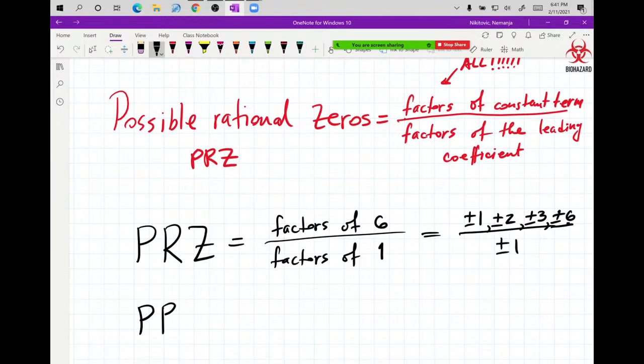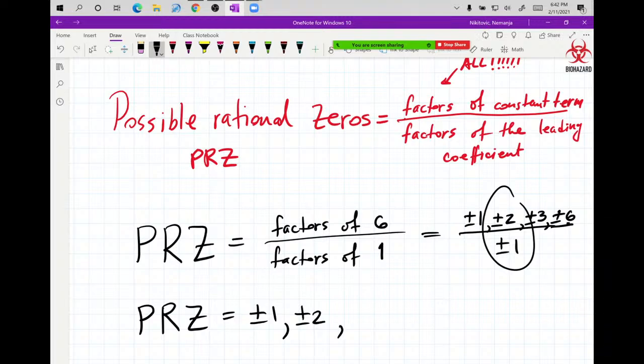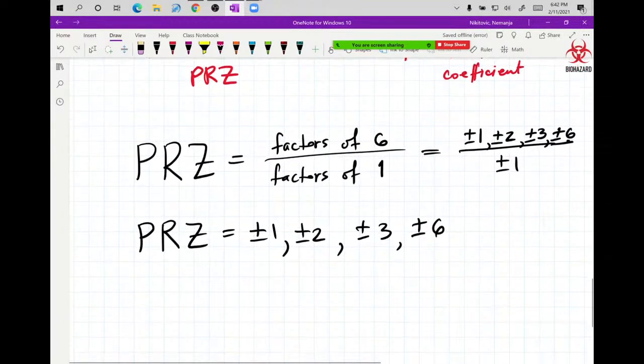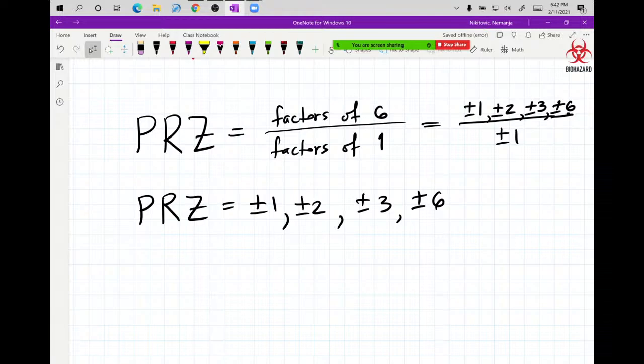So what is your PRS now? It's the list of possible rational zeros for the polynomial up there. And that is 1 divided by 1 is plus minus 1. 2 divided by 1 is plus minus 2. Plus minus 3. Plus minus 6. Now, obviously, sometimes this is going to have more, so you will have more divisions and all of that kind of stuff. All right, what you got here is the list of 8 numbers, and some of those numbers could be your roots.